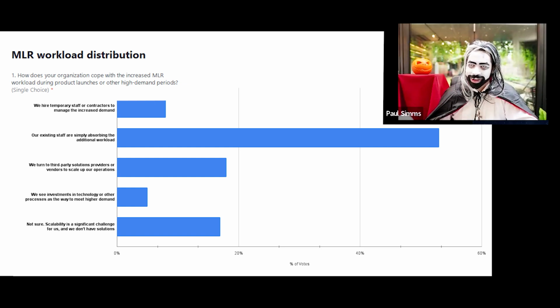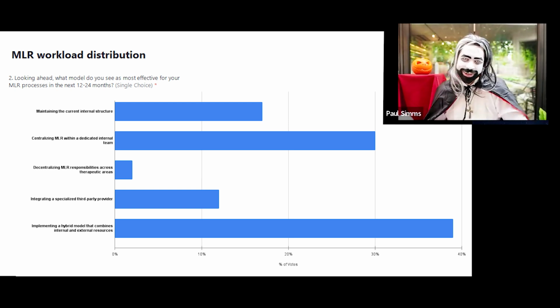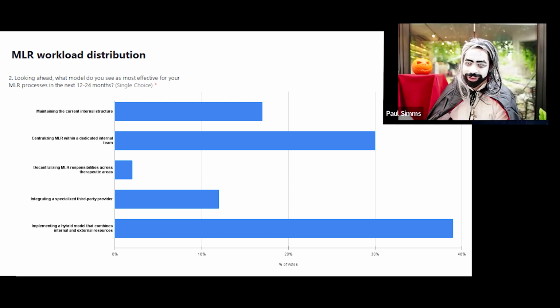And then the second part, looking ahead: what model do you see as most effective? Centralizing MLR with a dedicated internal team gets nearly a third of the vote, but 39% say implementing a hybrid model. Is that people sitting on the fence, maybe? In these days, hybrid is perfectly acceptable, of course. But it's interesting that the third-party provider is only 12%, and decentralizing only 2%. So Mo, over to you, and feel free to comment on the poll as well if you want.